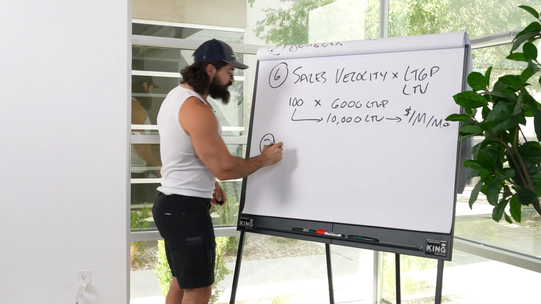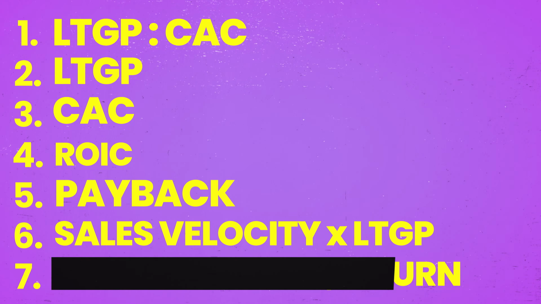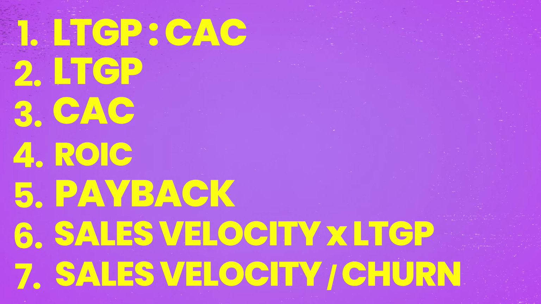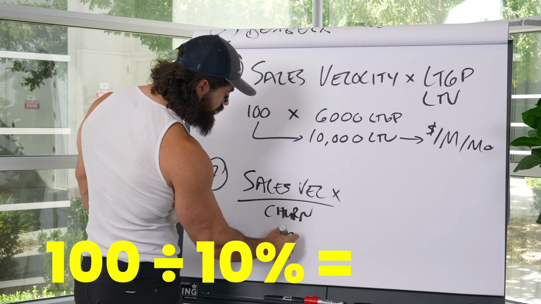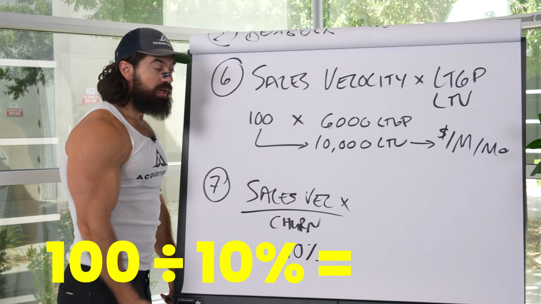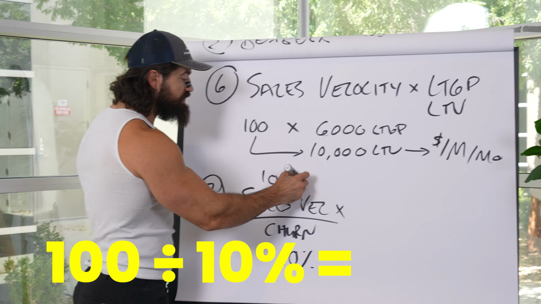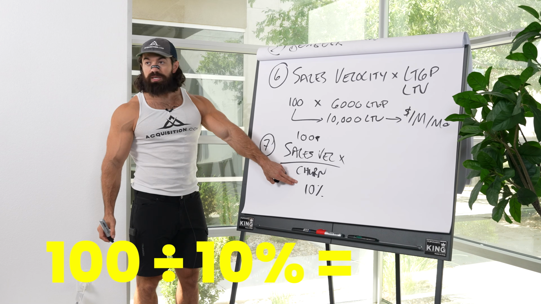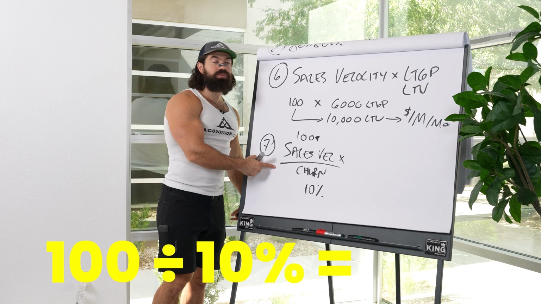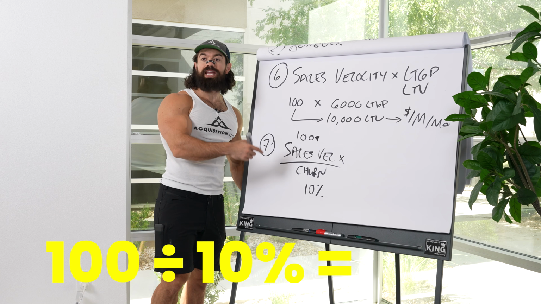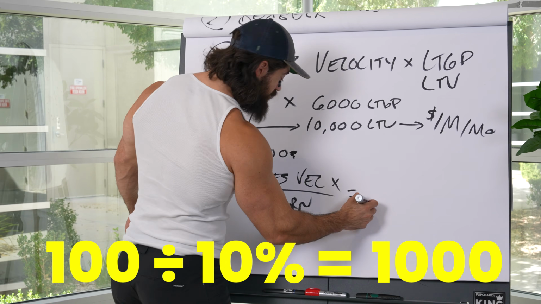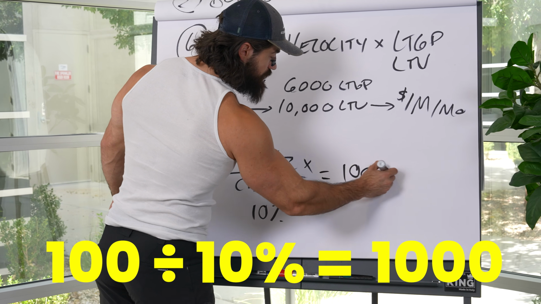So I'm gonna give you the next one, which is very similar to this one, which is sales velocity divided by churn. So churn, remember we defined this earlier at the beginning, let's say it's 10% per month, okay? It's the number of customers who leave. And let's say again, we've got 100 customers in terms of sales velocity. This means that our hypothetical max in terms of logos or number of customers that the business is going to have to sustain or maintain is gonna be 1,000 customers.